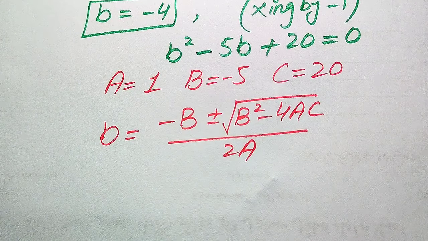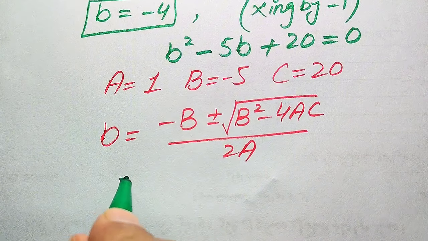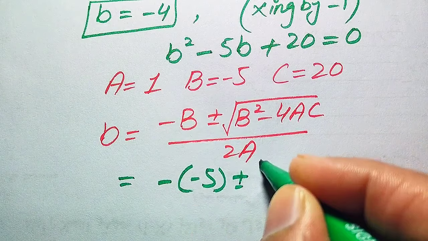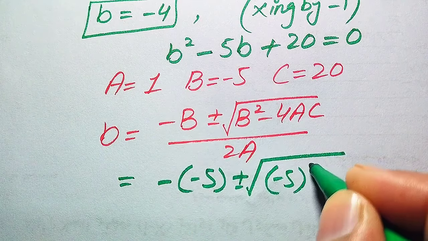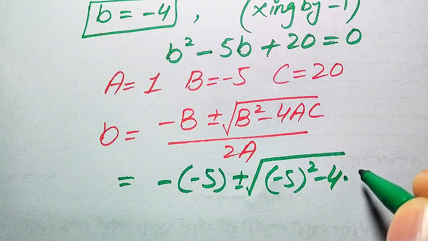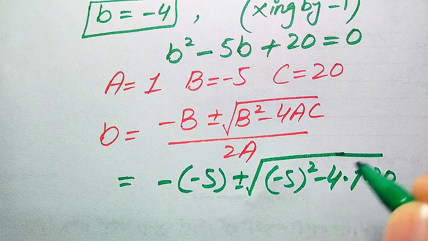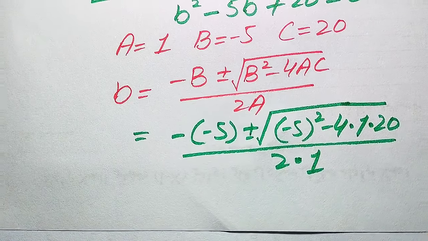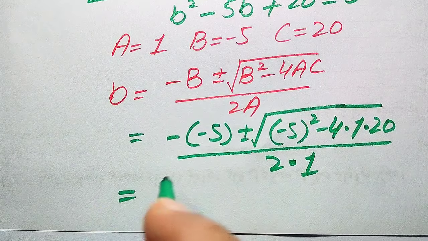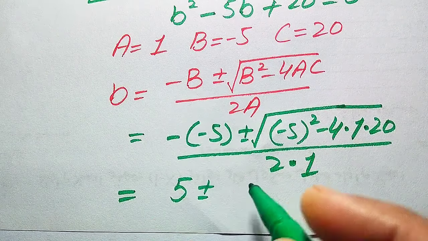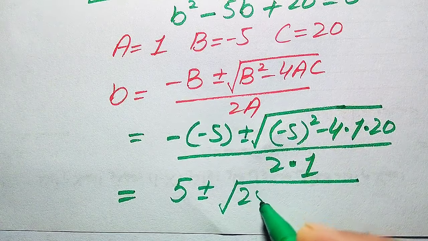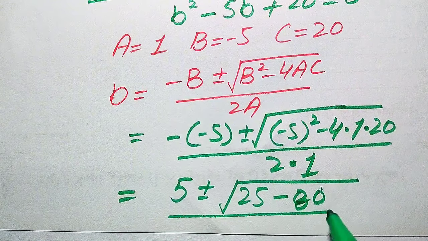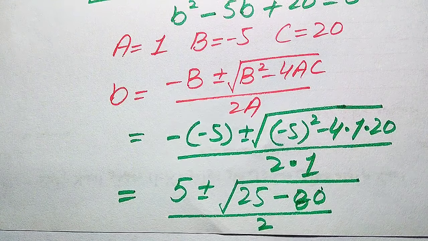Now we need to substitute the values of a, b and c. After substituting, it will be written as minus b, where the value of b is -5, plus minus square root of b square, (-5) square, minus 4 times a, which is 1, times c, which is 20, divided by 2 times a, and here our a equals 1. Further in the next step, minus times minus becomes plus 5, plus minus square root of (-5) square becomes 25, 4 times 20 becomes 80, divided by 2 times 1 equals 2.